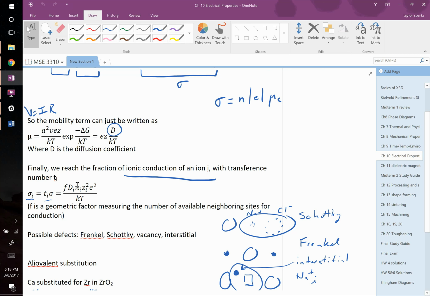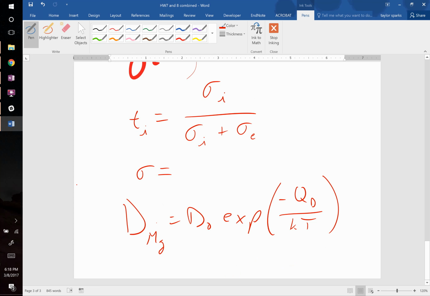How do we determine electronic conductivity? Sigma E equals N E times mobility. We said that conductivity for electronic is going to be equal to N, that's the number of electrons, you don't usually write the sub E, times the charge of an electron times the mobility of electrons, plus P times the charge of those things times the mobility of holes, right?